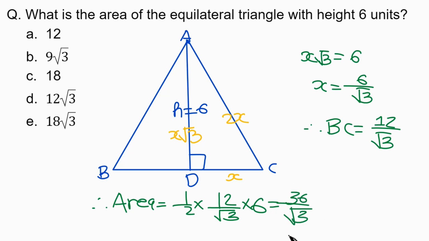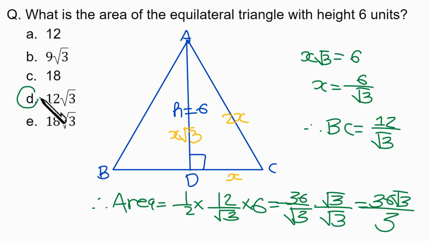Now let's go back to the geometry problem that we started with. Remember, our answer was 36 over root 3, and at this point, I'm pretty sure we all know what to do. Multiply the numerator and the denominator by the square root of 3. That gives you 36 root 3 over 3, or simply 12 root 3.